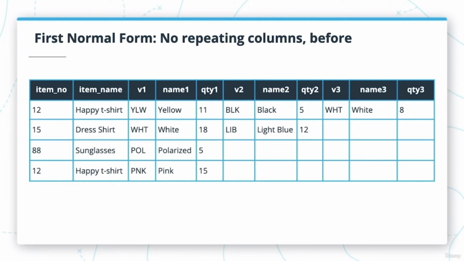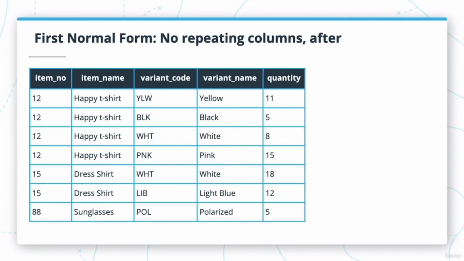We're going to bring this data back down into one column for the variant, and we're going to duplicate rows of data where we have multiple variants. So this will make the table look quite different. And the table will now look like this. Notice that we don't have repeating columns for the variants anymore.